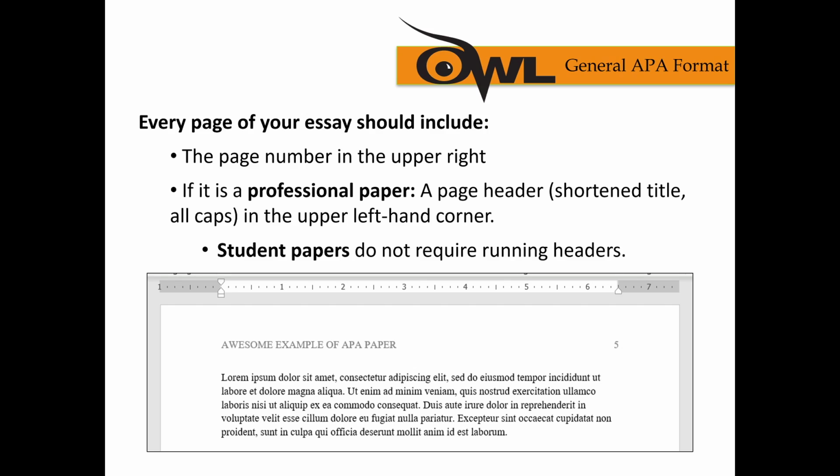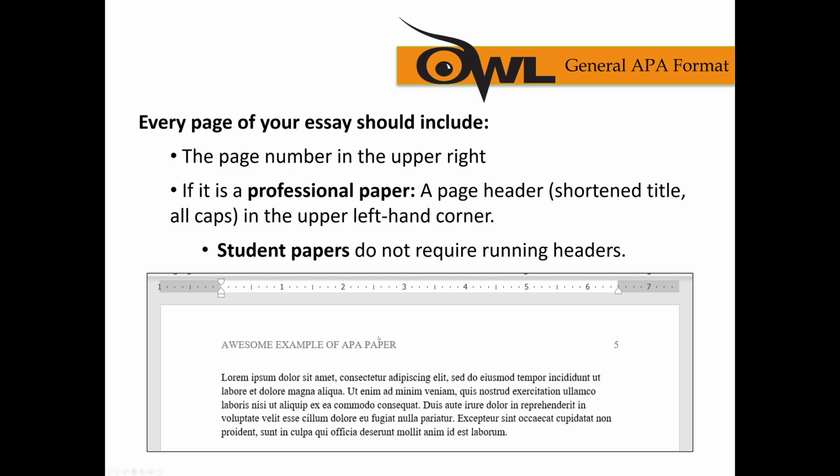Okay. In terms of what goes at the top of each page when you're using APA format, you want to have the page number in the upper right corner of the page. According to the 7th edition of APA format, you no longer need a running header. And so by running header, I am talking about this thing here. Awesome example of APA paper. Yes, that is okay if it is a professional paper.